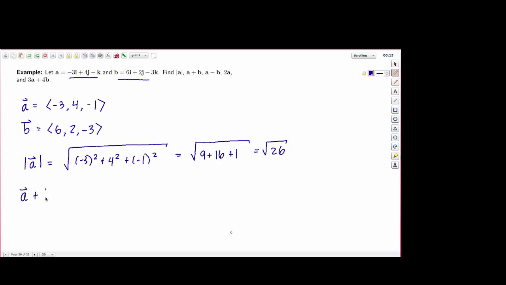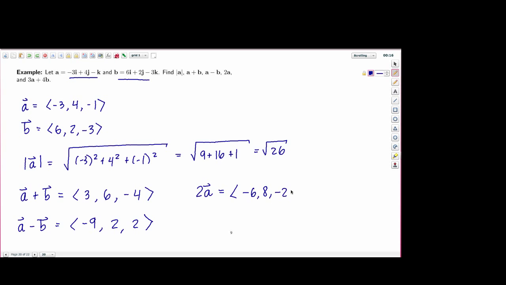For A plus B, we're going to add the components. So -3 and 6 gives us 3, 4 and 2 gives us 6, -1 plus -3 gives us -4. For A minus B, we subtract our components. So -3 minus 6 is -9, 4 minus 2 is 2, -1 minus -3 gives us -1 plus 3, which is 2. For 2A, we just multiply each component by 2, so -6, 8, -2.